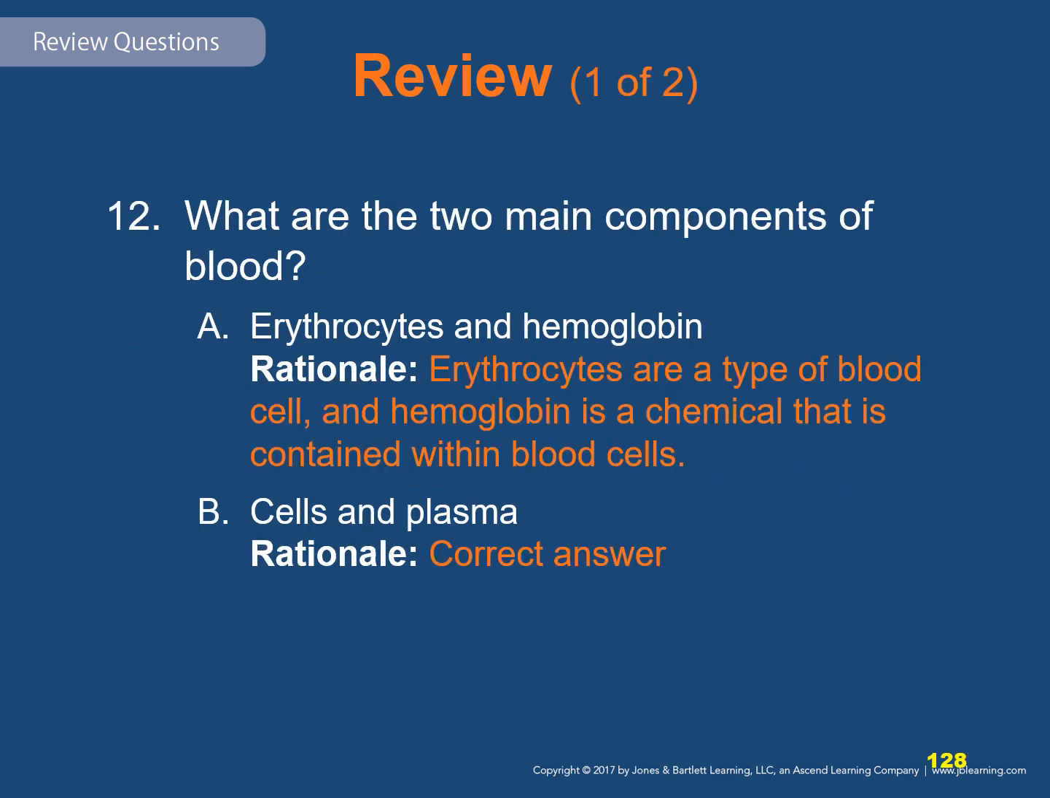These cells are suspended in a straw-colored fluid called plasma. So to review the incorrect answers, what are the 2 main components of blood? A, erythrocytes and hemoglobin. This is incorrect. Erythrocytes are a type of blood cell, and hemoglobin is actually the chemical contained inside blood cells themselves. So it's asking you what the main components of blood are, and that's B, cells and plasma.